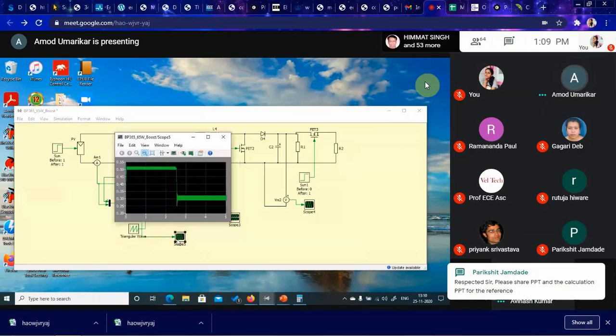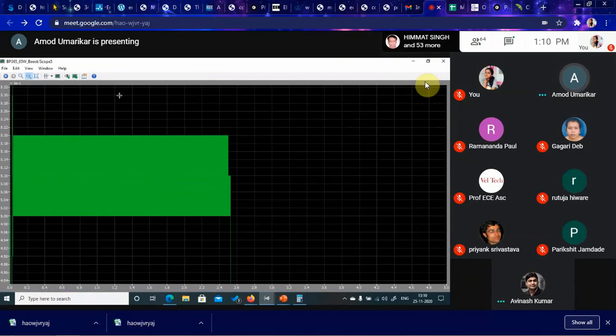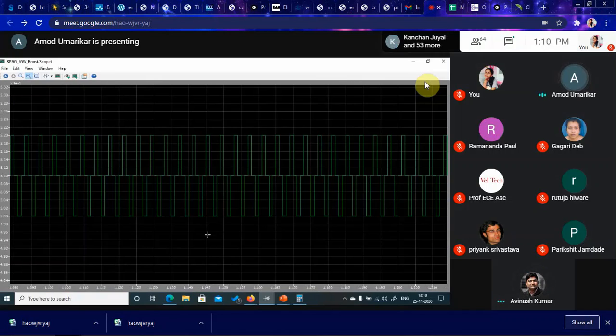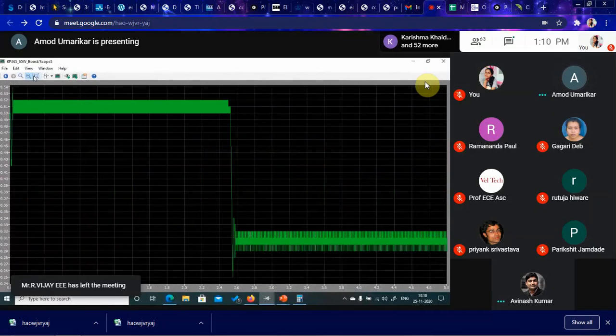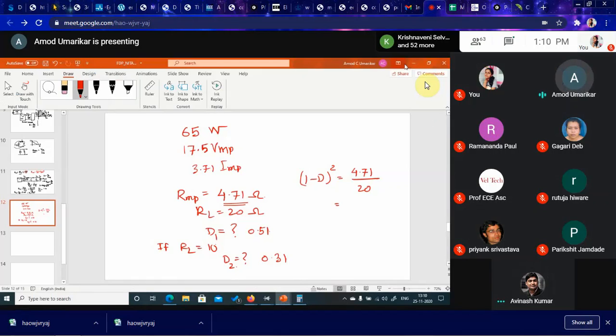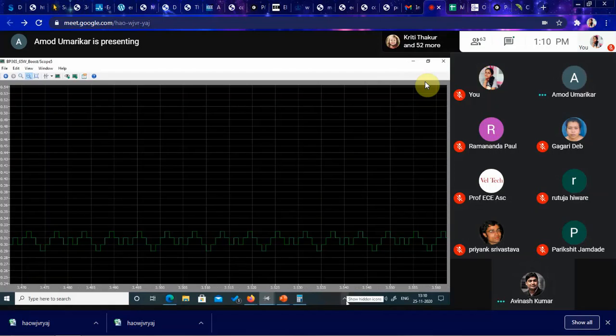Okay. So what is our first calculation is 0.51. So it is around 0.51. Correct? Can you see this? This is around 0.51. Yeah. Right? And our next calculation was 0.31. So let us check whether it is around 0.31. Correct? Yeah.